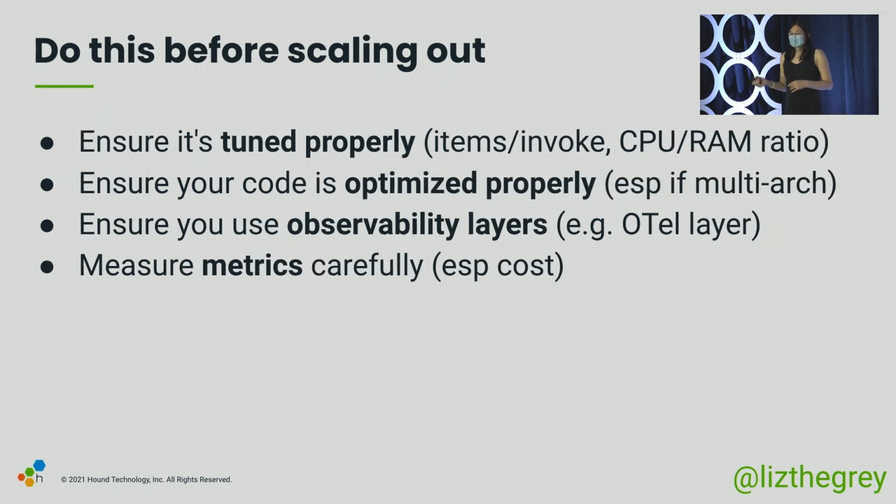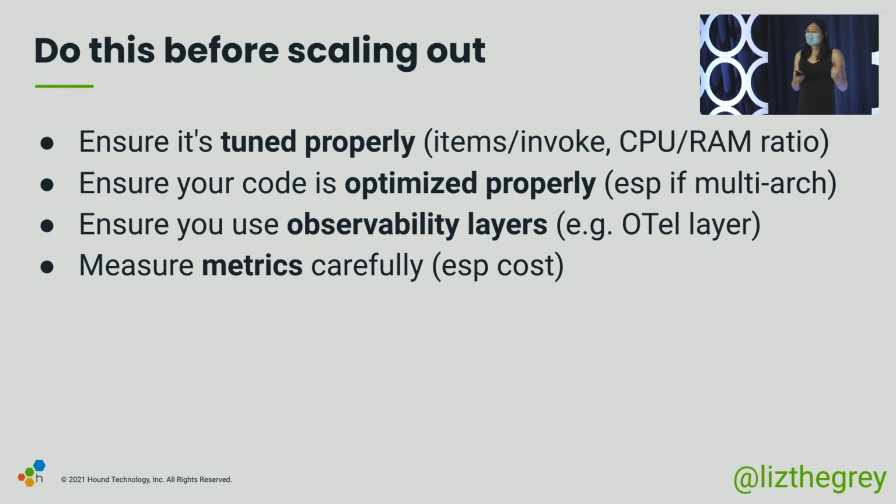And before you actually scale out, make sure that you're tuning things properly. Experiment with the number of items per unit of invoke. Experiment with your CPU and RAM ratios. Make sure that you are actually optimizing your code properly, because it's going to run a lot. And you don't want that bill to balloon to $10,000 per day if it could only be $6,000 or $7,000 per day if you optimized it.